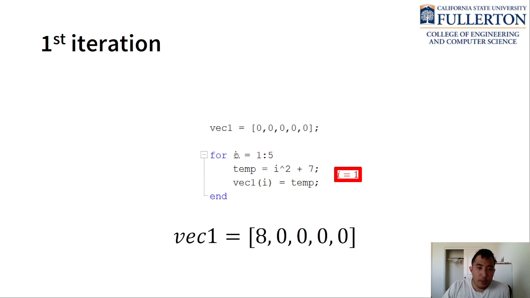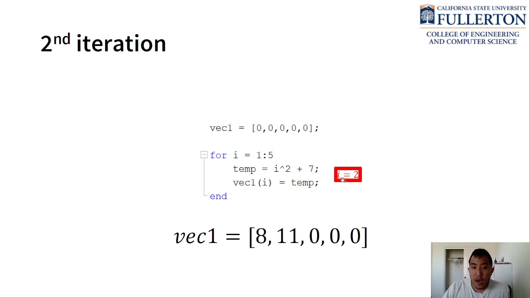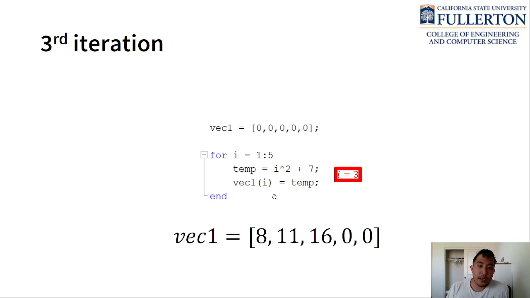Since the first iteration has completed, you can almost physically think about it as the code coming back up right here, except now instead of i being equal to 1, i is going to equal 2. And so when i is equal to 2, we plug in 2 here. We have 2 squared plus 7, which is 11. And so we assign the second entry, vec1 at i, to be 11. And then we just repeat this over and over again.